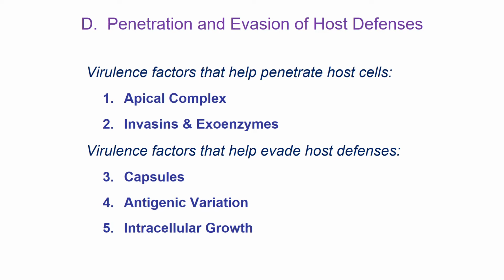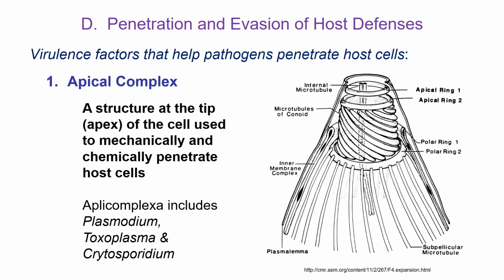So part D is talking about penetration and evasion of host defenses. I'm going to talk about two things: things that help penetrate host cells and things that help evade host defenses. First one, something we talked about, are these things called the apical complex, which is a group of organisms called the apicomplexa.